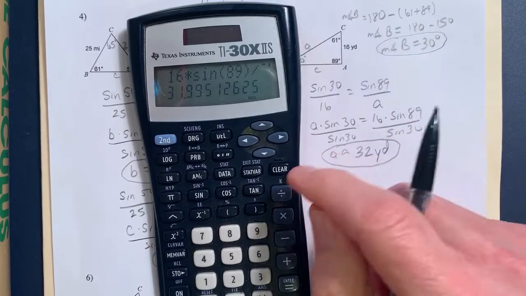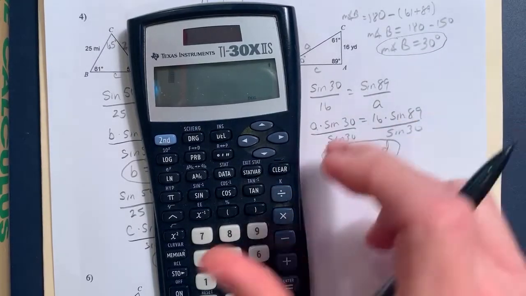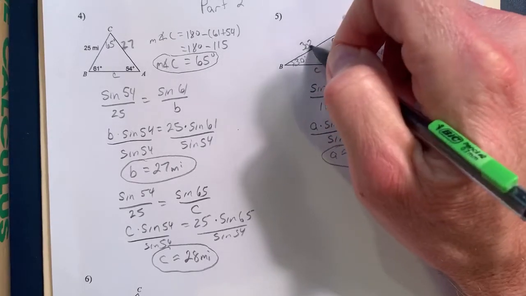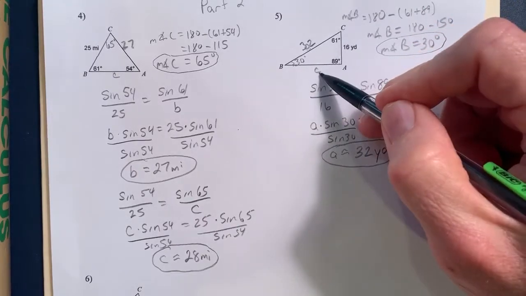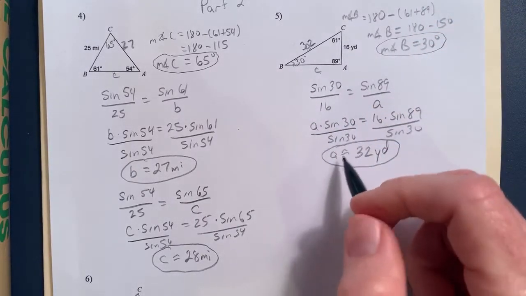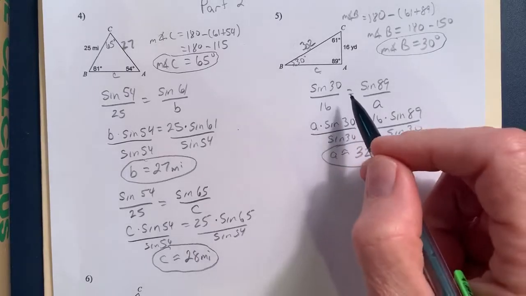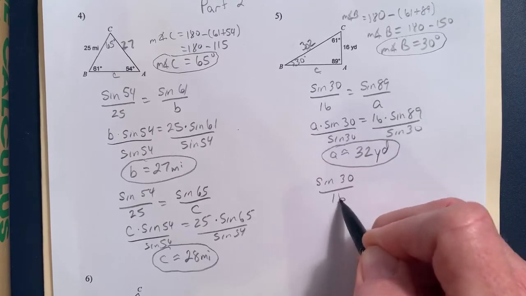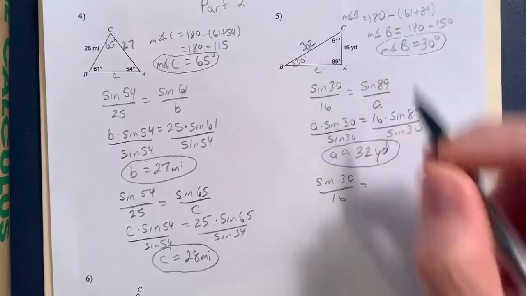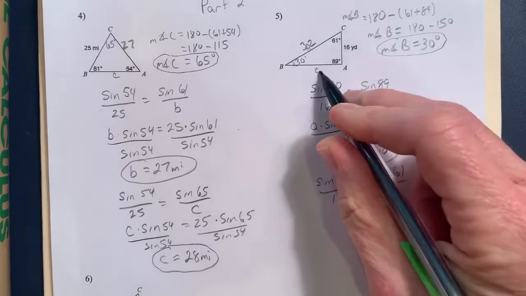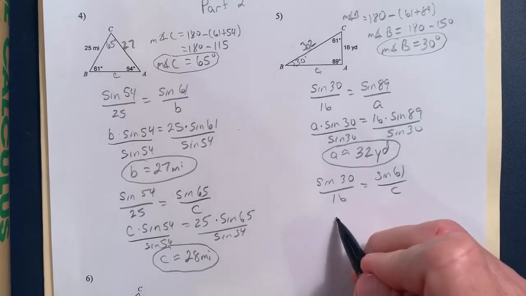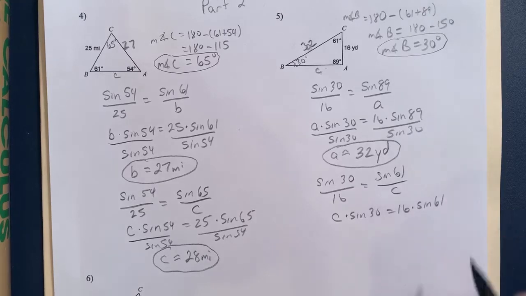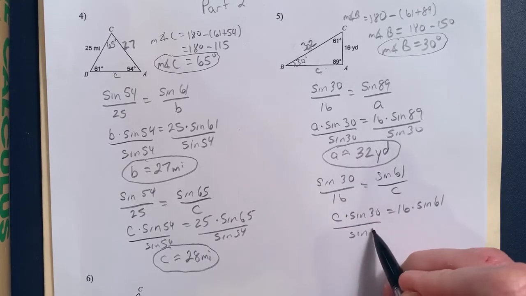Again, I want you to see all this work as you are doing your assignment this week. Okay, so one more. So I have 32. All I have to do from this point is find C. I'm going to use the law of sines again, so use that same ratio I started with. Sine of 30 over 16 equals sine of 61 over C. So C times sine of 30 equals 16 times sine of 61. Divide both sides by sine of 30.